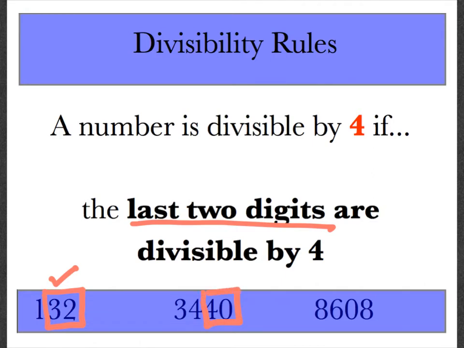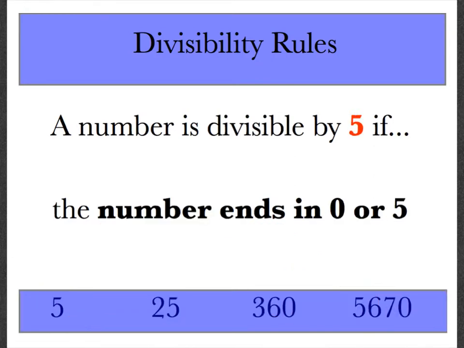The next one, 3,440. 4 goes into 40 10 times, so that is divisible by 4. The next one is 8,808. So 4 goes into 8 evenly, so that is divisible by 4 as well. Okay, so divisibility by 5. Now you've counted by 5s and 10s for a long time. When you look at a hundreds chart, you're going to notice that anything divisible by 5 ends in 5 or 0.